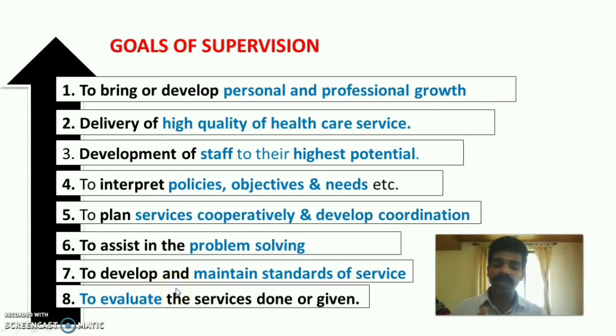And seventh goal is to develop and maintain standards of services. So there are set standards of nursing care services that have to be maintained and developed among the workers, employees or health personnel. So to develop and maintain the standards of services, works or activities. Last one is to evaluate. That is to evaluate the services done or given by the employees. So these are the important 8 goals of supervision.